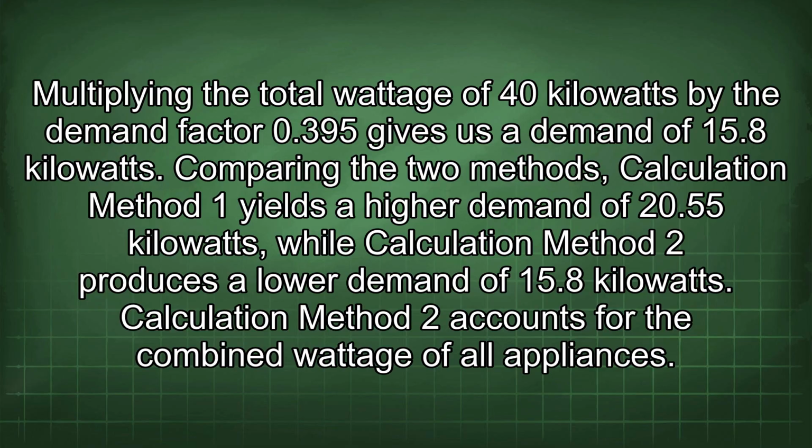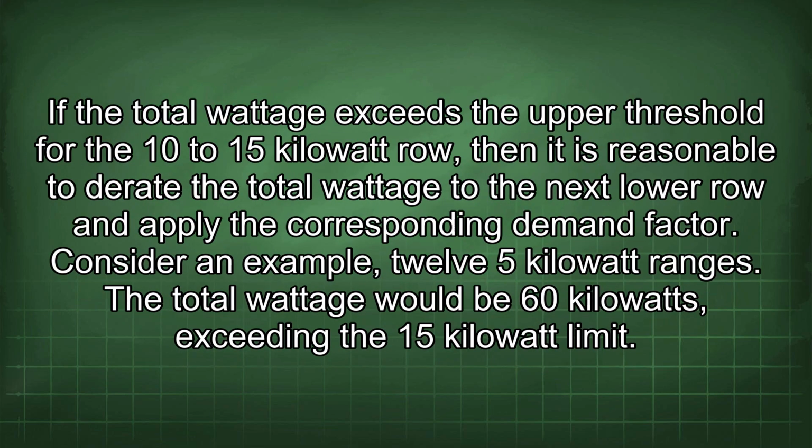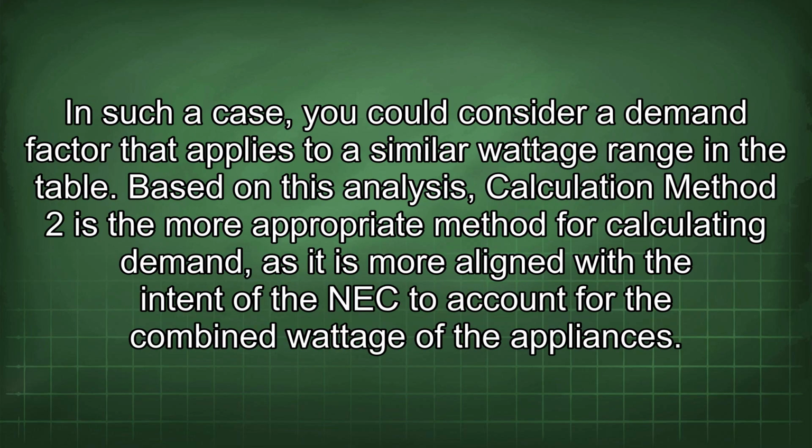Calculation method 2 accounts for the combined wattage of all appliances. If the total wattage exceeds the upper threshold for the 10 to 15 kilowatt row, then it is reasonable to direct the total wattage to the next lower row and apply the corresponding demand factor. Consider an example: 12 5 kilowatt ranges. The total wattage would be 60 kilowatts, exceeding the 15 kilowatt limit. In such a case, you could consider a demand factor that applies to a similar wattage range in the table.